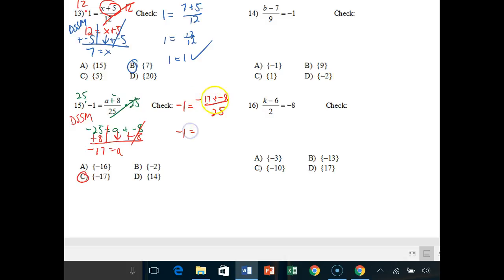Negative 1 is equal to, what's negative 17 plus negative 8? Well, that's negative 25 over 25. And what's negative 25 divided by 25? That's negative 1. Negative 1 is equal to negative 1. I know I have my right answer. Yes, check on 14 and 16. Call me if you have questions.